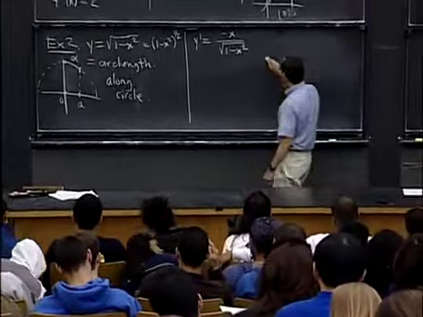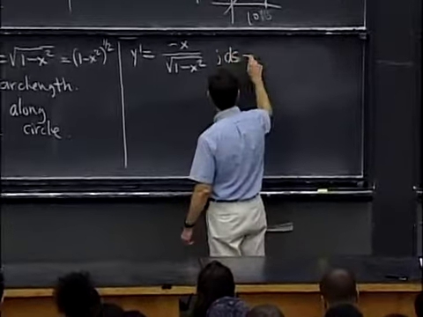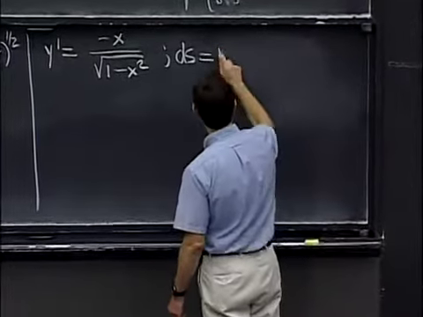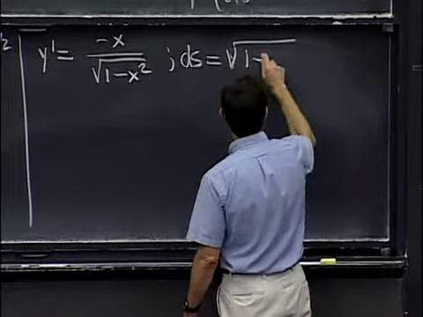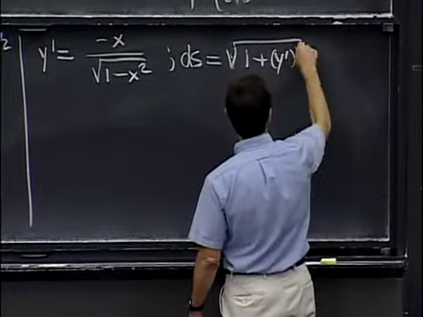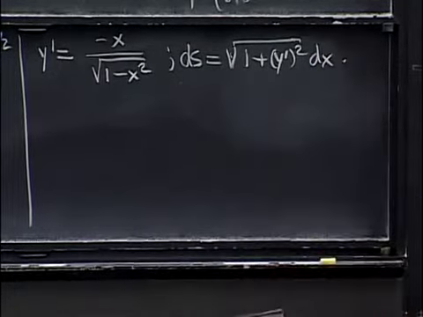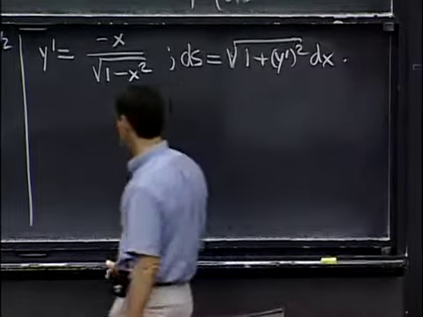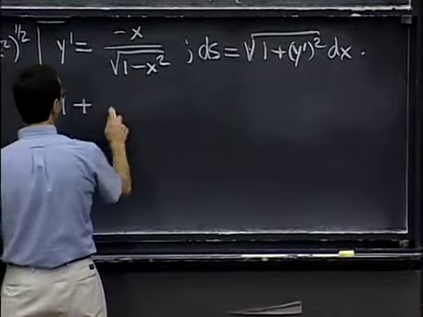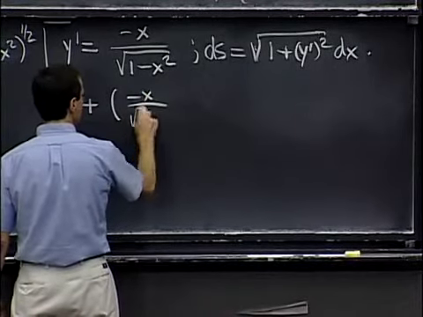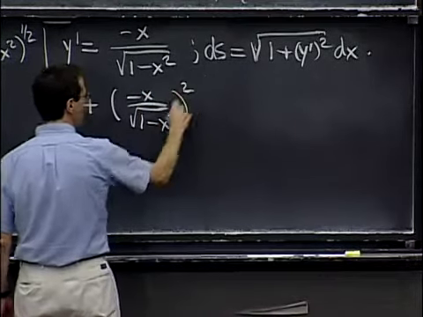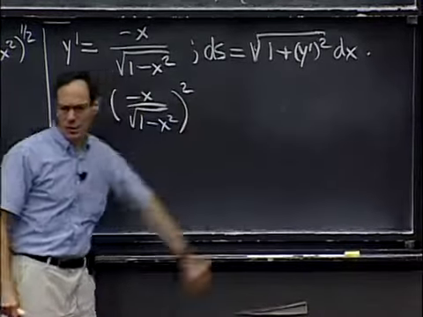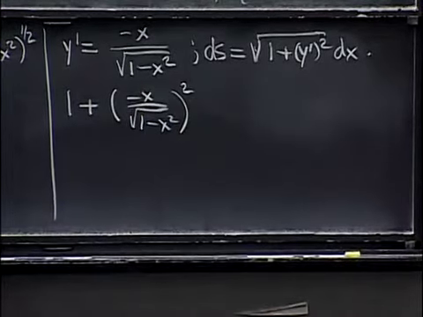And now the thing that we have to integrate is this arc length element, as it's called, ds, and that's going to be the square root of 1 plus y prime squared dx. And so I'm going to have to carry out some messy calculation here, which is that this is 1 plus the quantity minus x over square root of 1 minus x squared, squared. So I have to figure out what's under the square root sign in order to carry out this calculation. So let's do that.